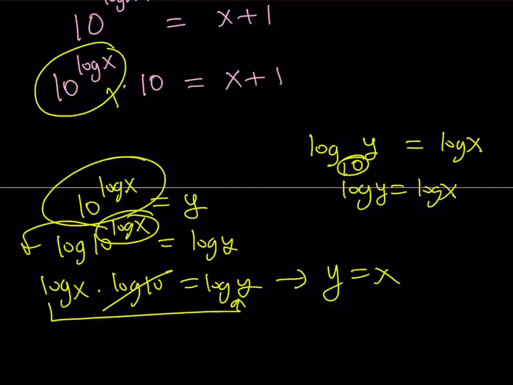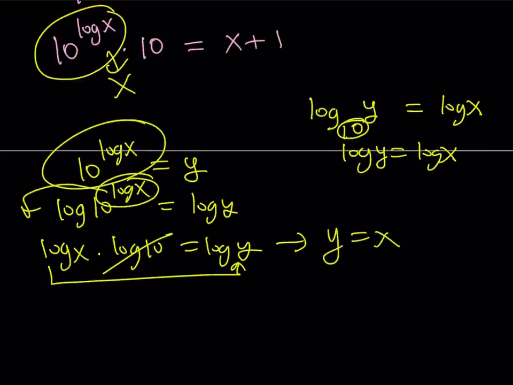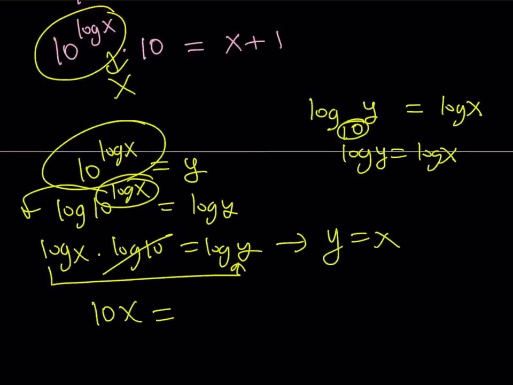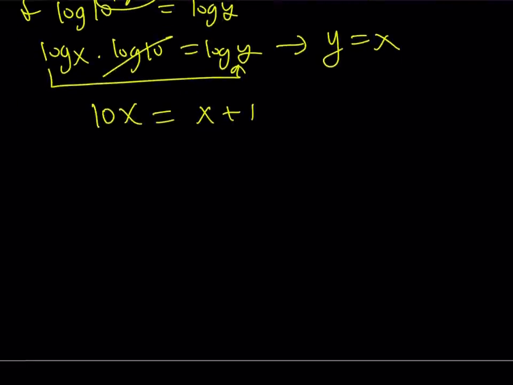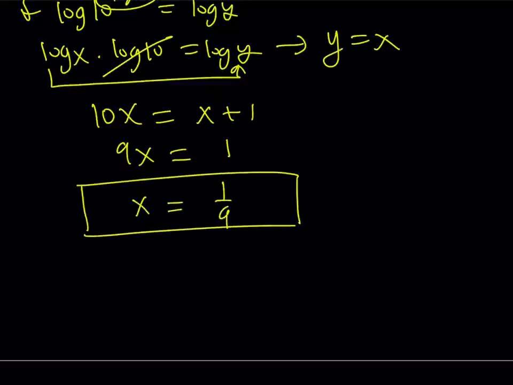To keep a long story short, this is x, and from here you get 10x equals x + 1. Awesome. Let's subtract x from both sides and get 9x equals 1. By dividing both sides by 9, we get x equals 1/9. And this gives us the exact same answer.